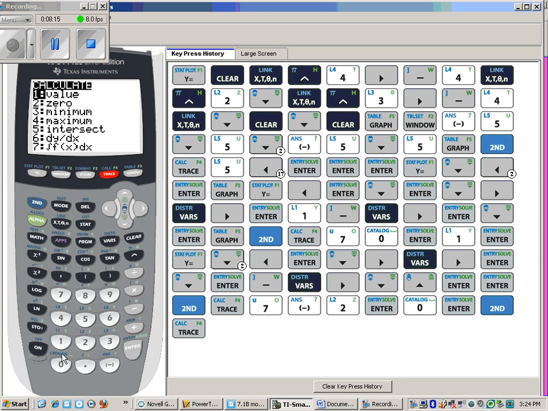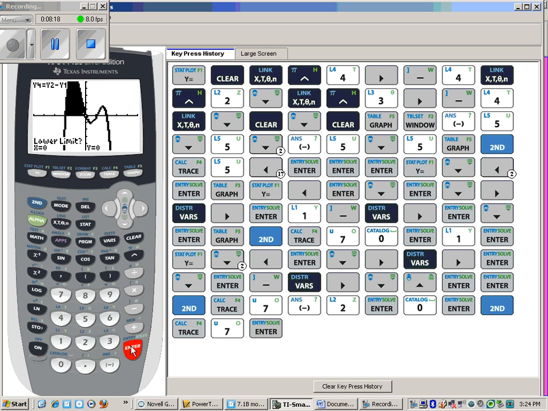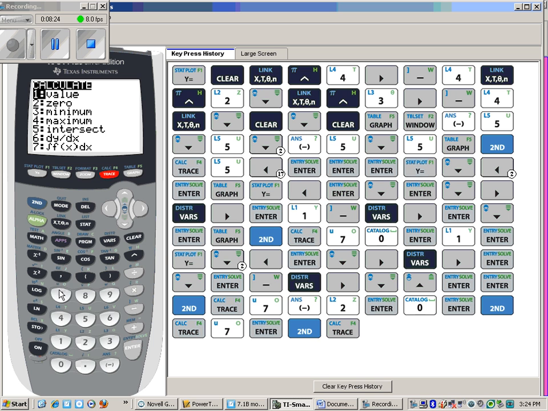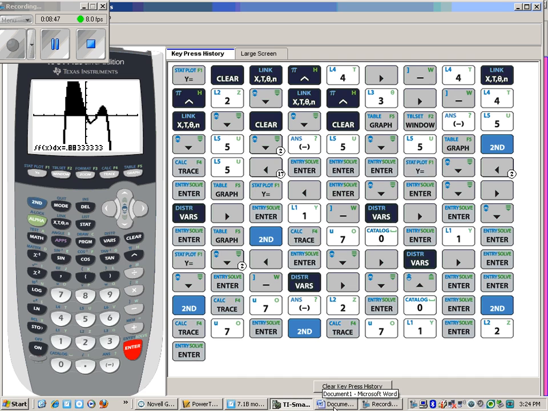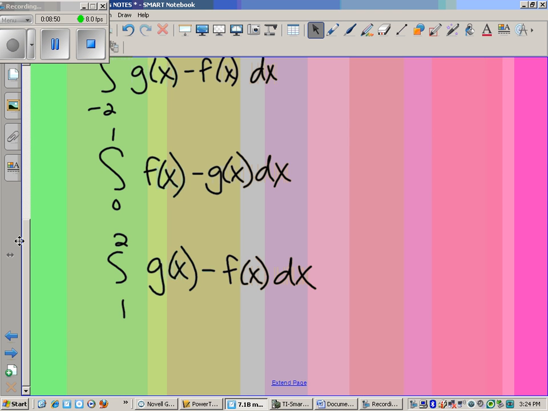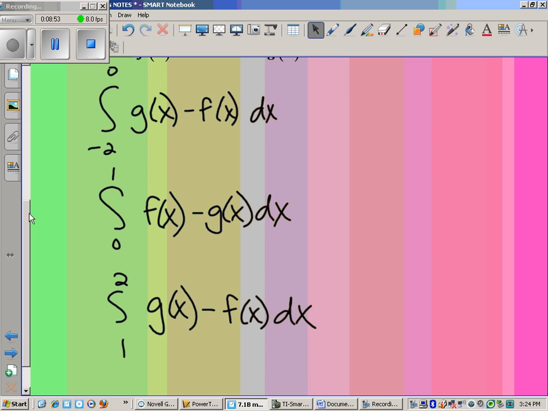8.267. Okay, let's do it again, because I also want to integrate g of x minus f of x from 1 to 2. Oops, I think I just messed that up. Hold on, let me do that again. Upper limit, or lower limit, there we go. 1, 2. So I've integrated it from -2 to 0 and from 1 to 2. I don't want to do the whole thing, because remember, in between 0 and 1, f of x is greater. So I get 0.883.